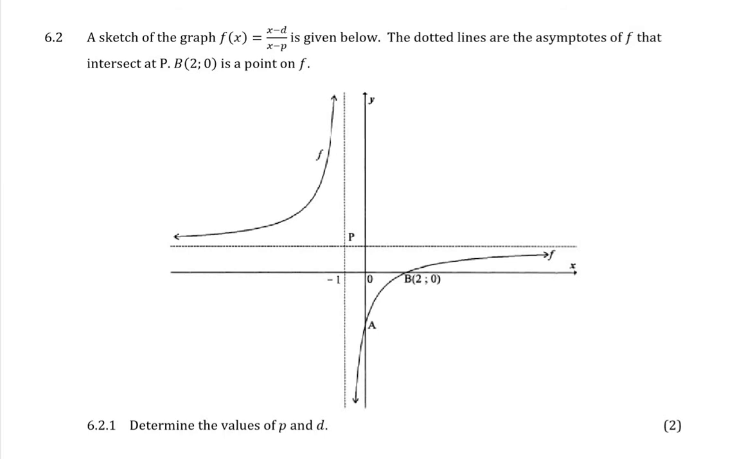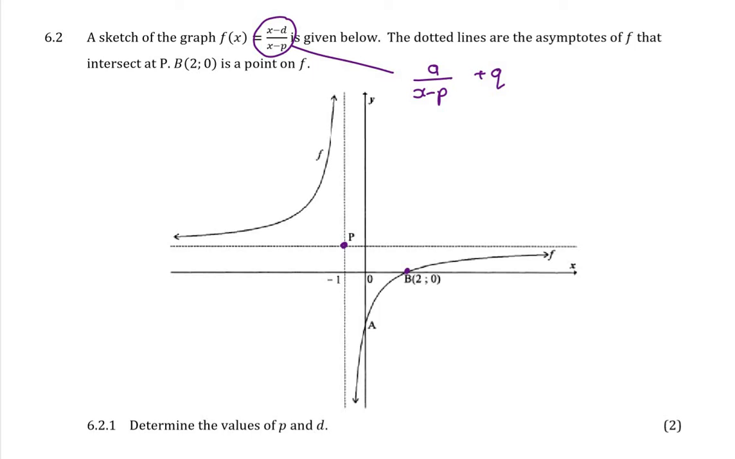So 6.2 says, a sketch of the graph f of x equals x minus d over x minus p. Now that's very weird. We're not used to this type of format. We're used to something like a over x minus p plus q. So what's happened there? Well, it's clearly a hyperbola, and something has happened, so they've written it in a different format. Now, even if we don't really understand that, we can continue the question, because the question said the dotted lines are the asymptotes of f that intersect at p, and it says that 2, 0 is a point. It's obviously the x-intercept.